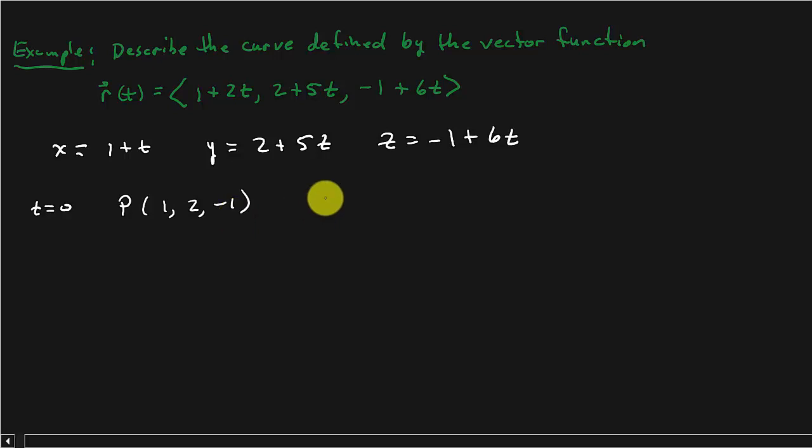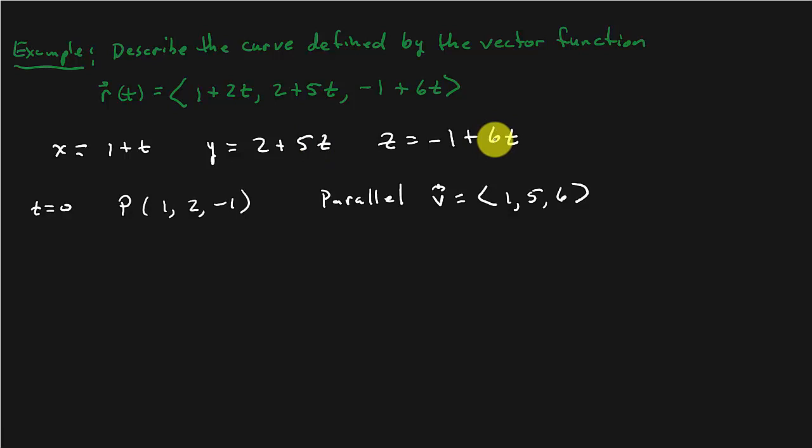And what else do we know about this? Well, we also know that it's parallel to the vector, we'll call it vector v, 1, 5, 6. See? The 1 is the coefficient of this t, the 5, and then the 6. It's parallel to that vector. And hopefully that's bringing back some memories. All right, so we've got a line.